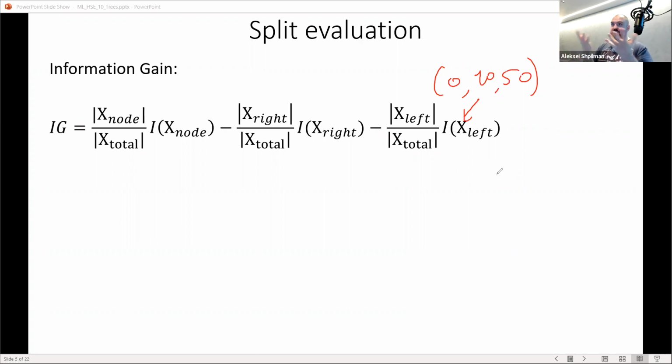So any ideas? What is the most obvious thing you should lower?